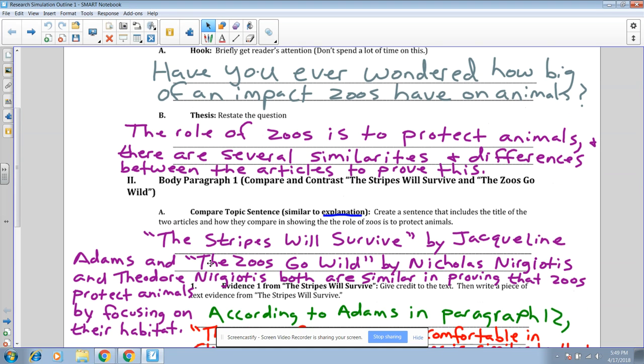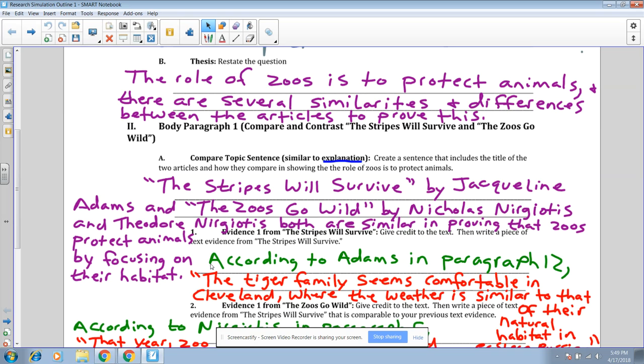What we're going to focus on, though, is body paragraphs. Now, we did the first body paragraph together, and remember that our goal for the first body paragraph is we are comparing Article 1 and Article 2. And notice how it says right up here that we are comparing Article 1 and Article 2 right up here. And these are just the titles of Article 1 and Article 2.